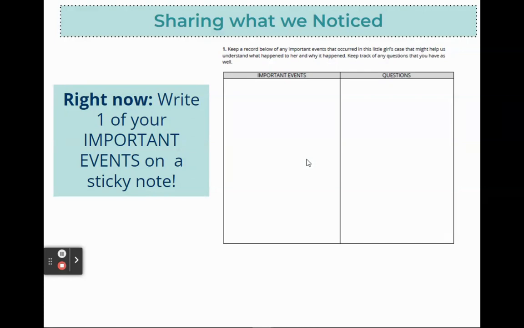And if your sticky note doesn't stick, I have a piece of tape that you can go ahead and use. So just go ahead, put it up there, and place it in the area in which you kind of think your event occurred. So the top is what? The top is the earliest, so before she was infected.